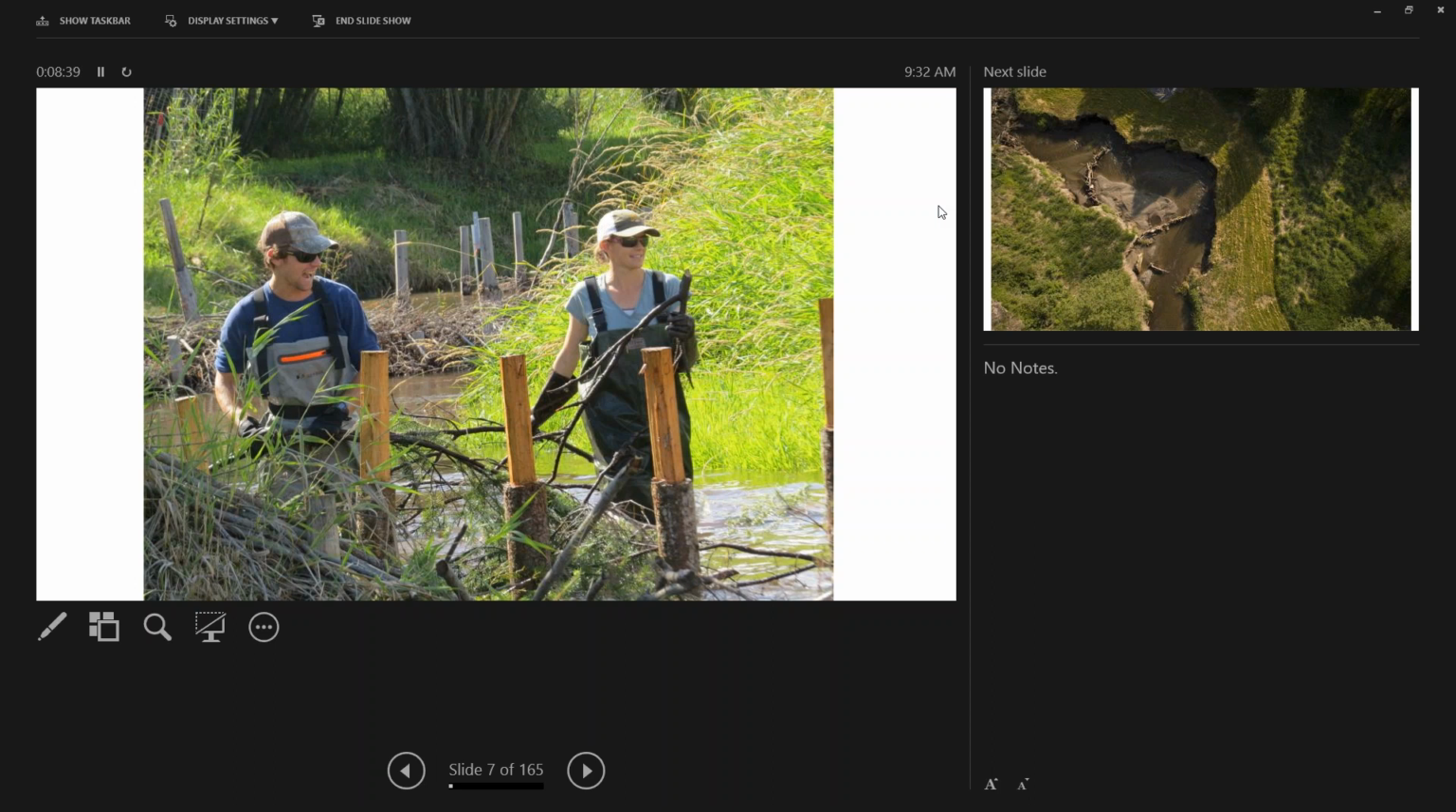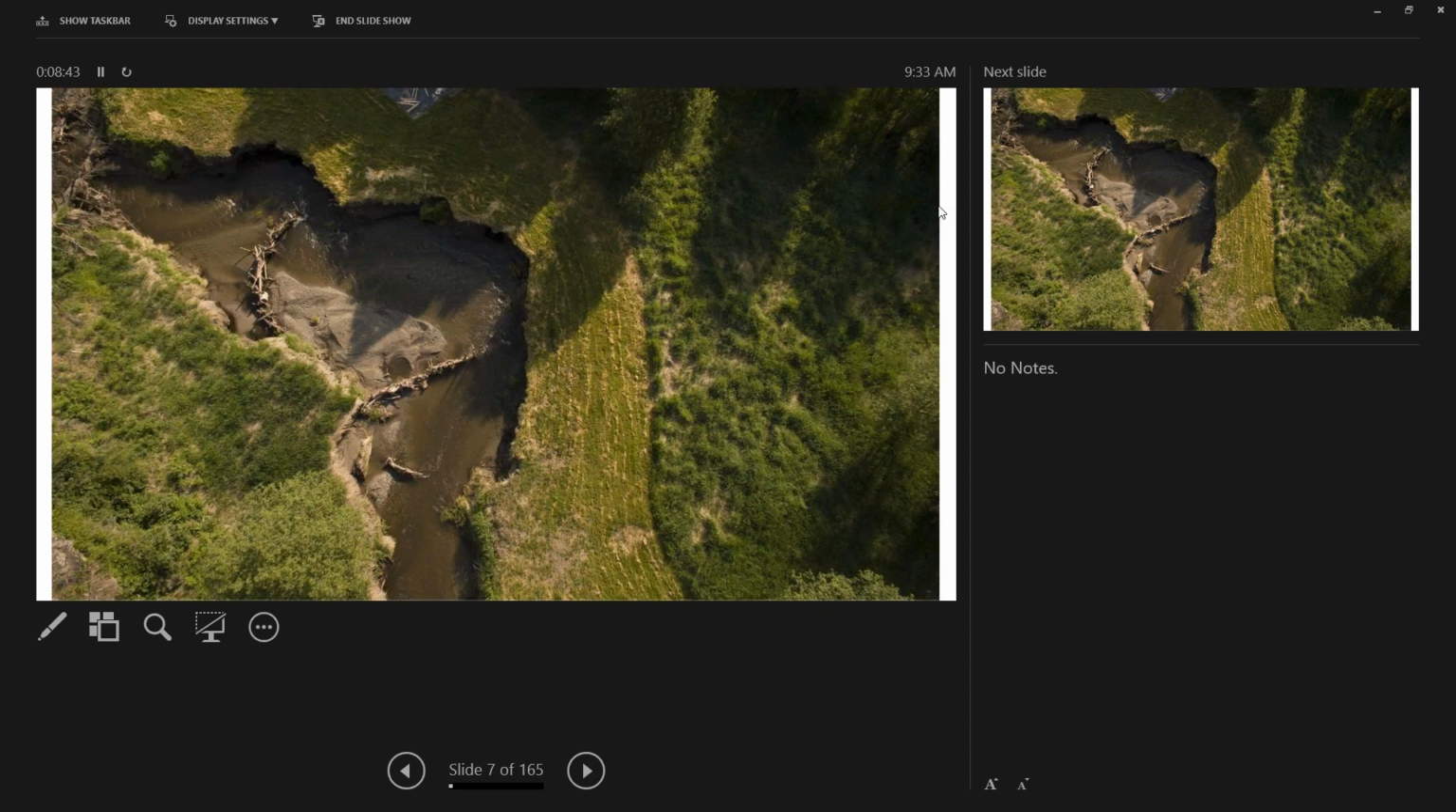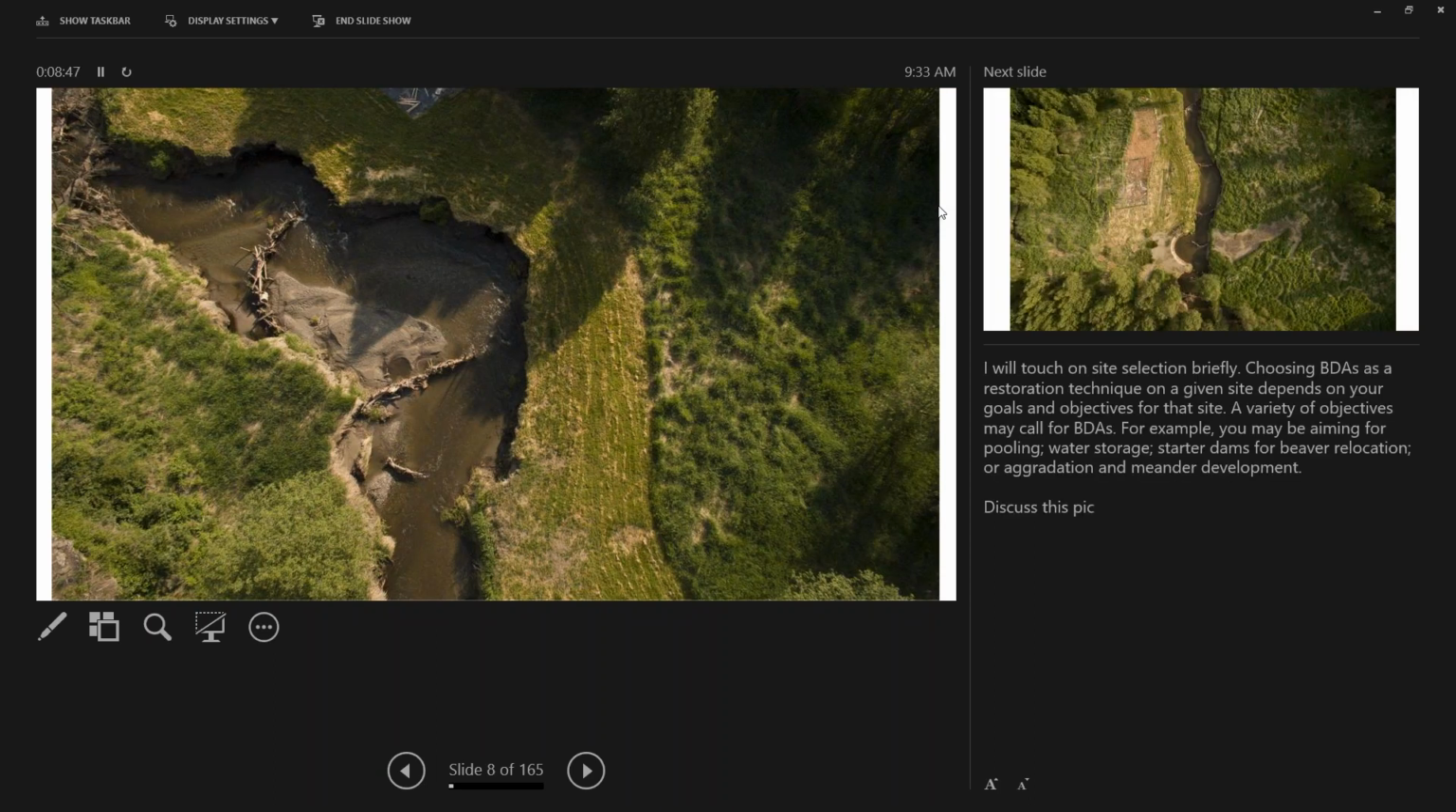And here are some Methow Beaver Project folks getting in and helping us out. So it's really been a neat team effort. I was asked to talk a little bit about site selection, and I'm going to start with that and just touch on it briefly because I'm going to spend a lot more time talking about design and lessons learned.